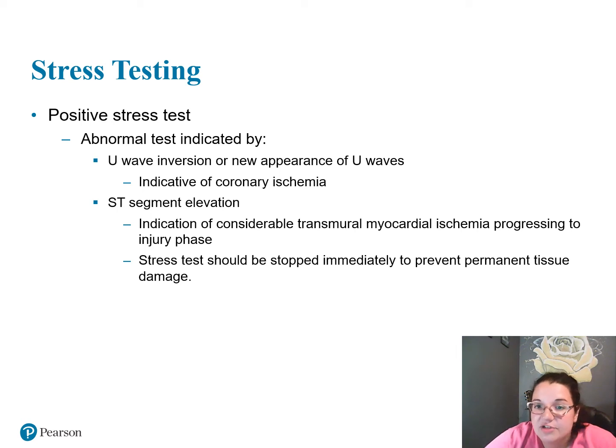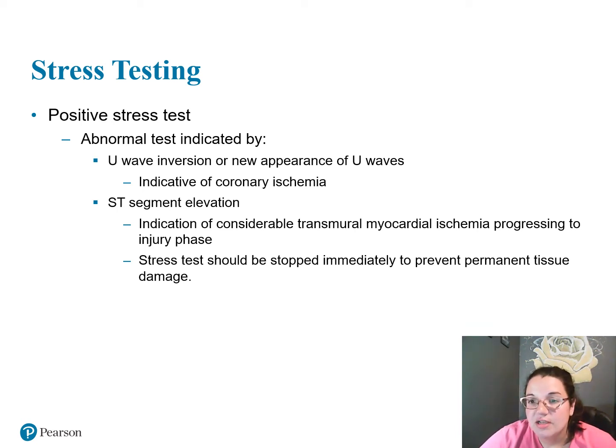A positive stress test is going to be an abnormal test indicated by a U wave inversion or a new appearance of U waves. It is indicative of coronary ischemia. Remember, that's your 3 I's: ischemia, injury, and infarction. That's the first level. Can we save the patient if they're ischemic? Yes. Injury, can we save them? Yes, but they will have damage.